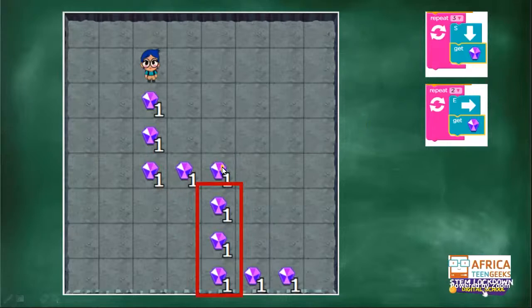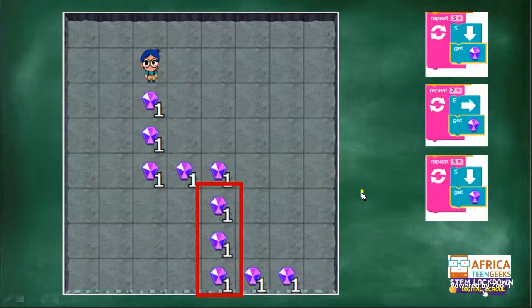Now let's look at the third one. She already has this block, so we don't count it again. So it's again 1, 2, 3. So she will again move south and she will pick up blocks. So it's going to look like this. Repeat 3 times, south and get, right?